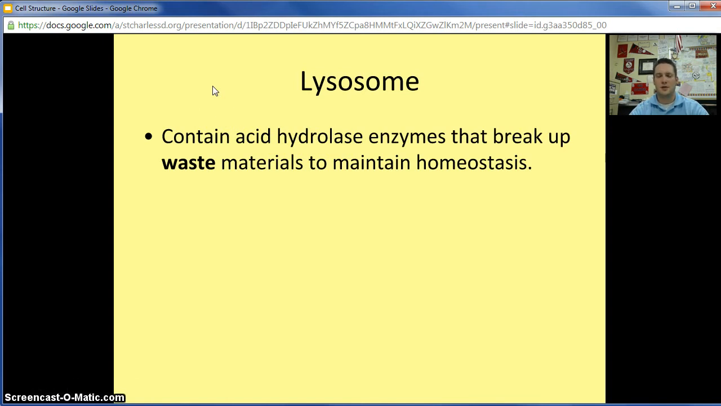And basically what they do is they break down materials that your cells don't need anymore, waste products, in order to maintain a homeostasis. Obviously, too much of anything is a bad thing, so you have to get rid of stuff that you don't need anymore.